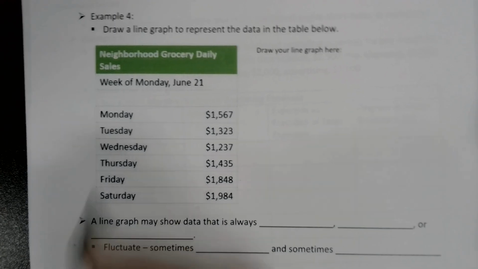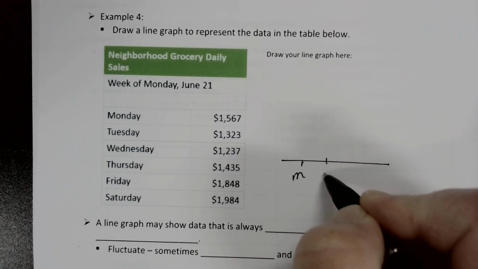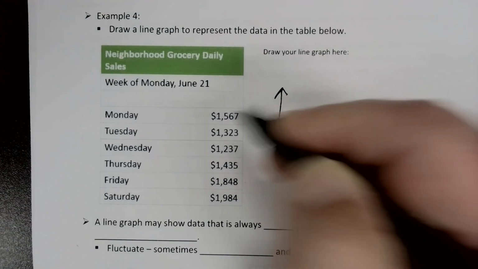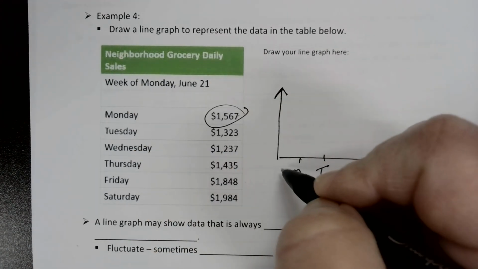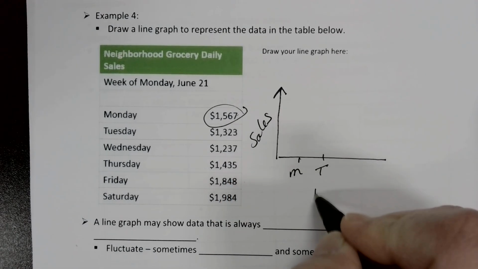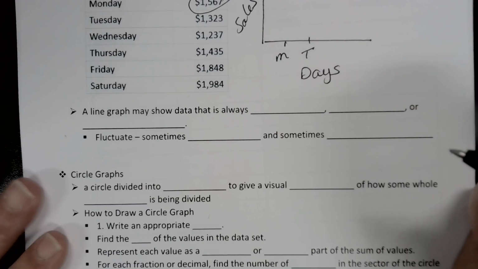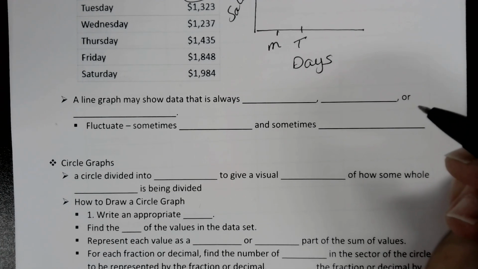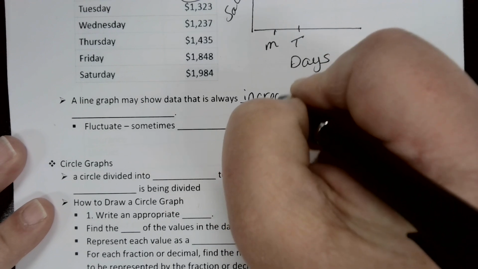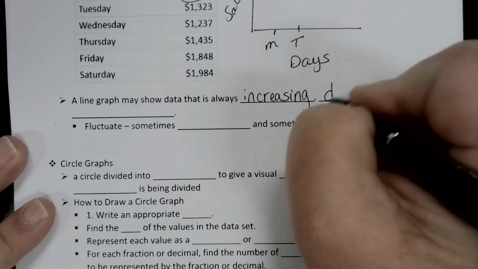But if we were, this would go along the bottom, the days of the week, Monday, Tuesday, so on, and this would be our sales. Up the side here, this would be sales. This would be the days. Okay? A line graph may show data that is always increasing. So it may just continually go up. Decreasing, it may go down.